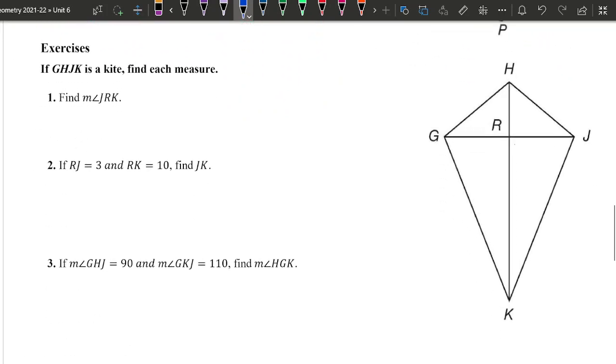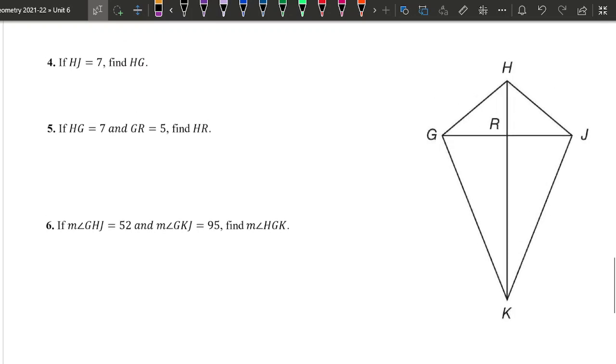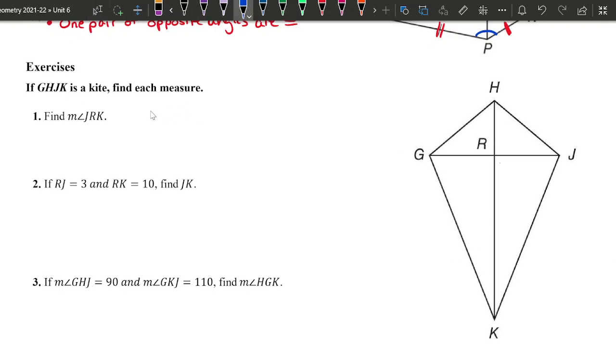All right, so I copied and pasted the kite. So at 4, I'm going to switch over to a new kite. I'm going to do 1 through 3 on this kite. All right, so let's find the measure of JRK. So first we have to figure out where it is. Here's J, here's R, here's K. So that means in the middle. So it's right here. That's the angle I'm talking about. What's the measure of that angle? 90 degrees. So that was pretty easy to find. And it's because diagonals are perpendicular.